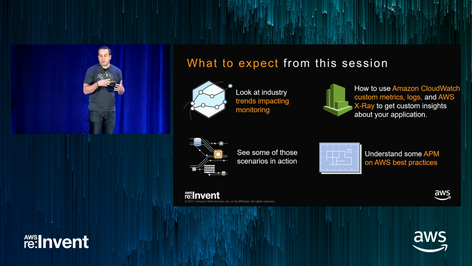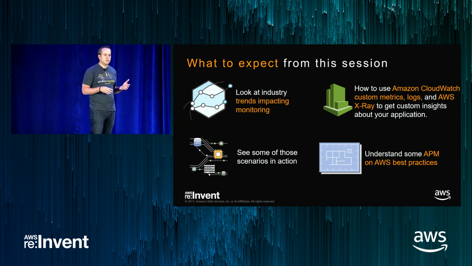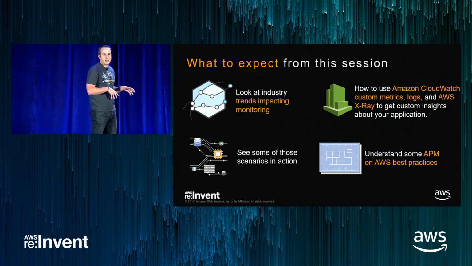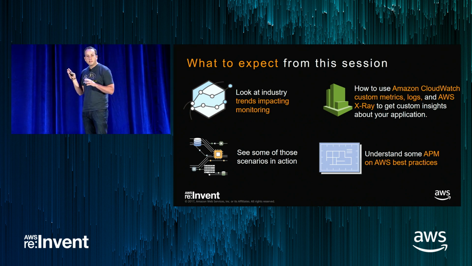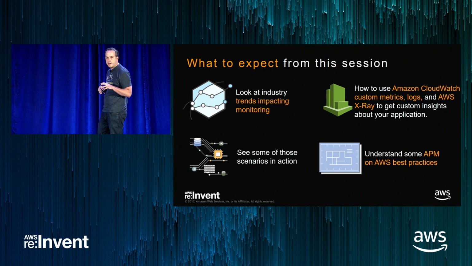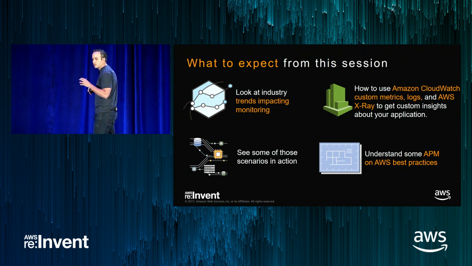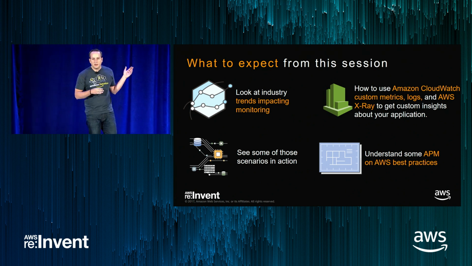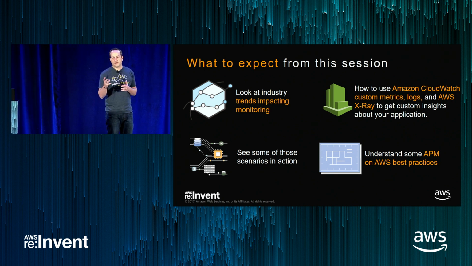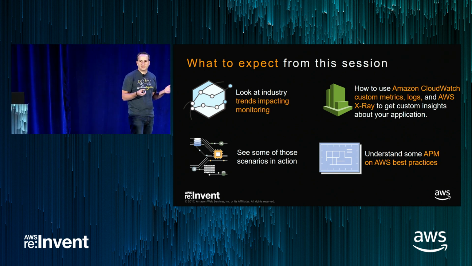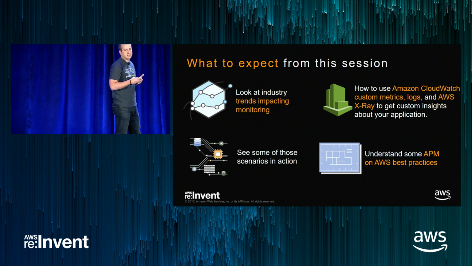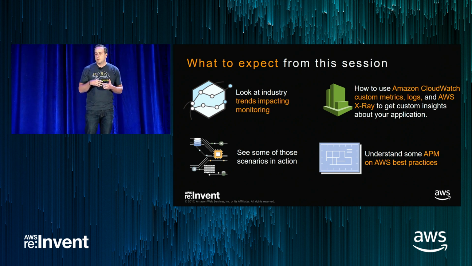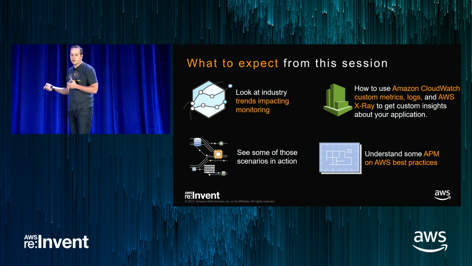Then we're going to move to a demo. We're going to put all those concepts together, and we're going to have a demo. The demo is going to play out of a video here, but the content of that demo is already on a GitHub repo, so I strongly encourage you to go there, clone the repo, try it out in your own AWS accounts, and let us know how it works out. Then we're going to wrap it up by discussing some of the best practices when implementing APM on AWS.